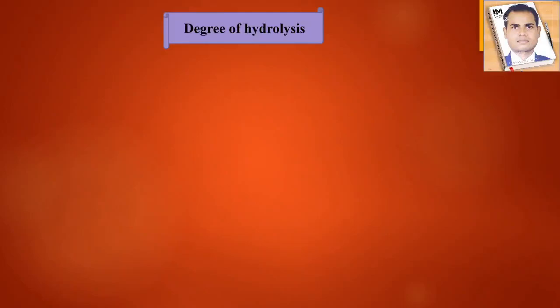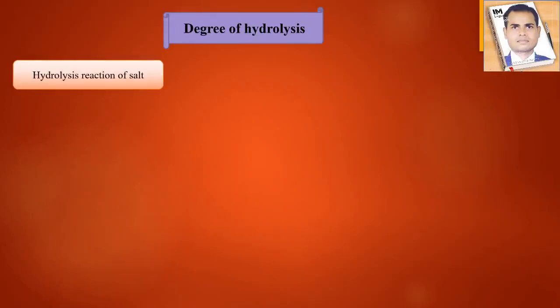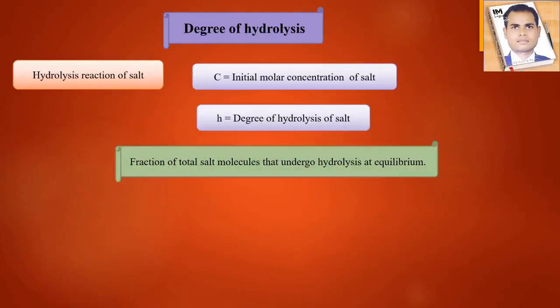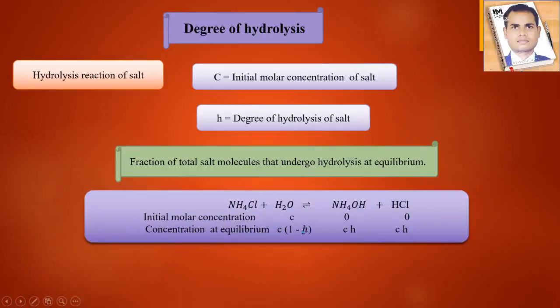Now we have to see the next topic, that is degree of hydrolysis. Again we have to consider the hydrolysis reaction of salt, and in that, small c is denoted by the initial molar concentration of salt, and small h is the degree of hydrolysis of salt. Again, it is the fraction of total salt molecules that undergo hydrolysis at equilibrium. So you will take this reaction, right?